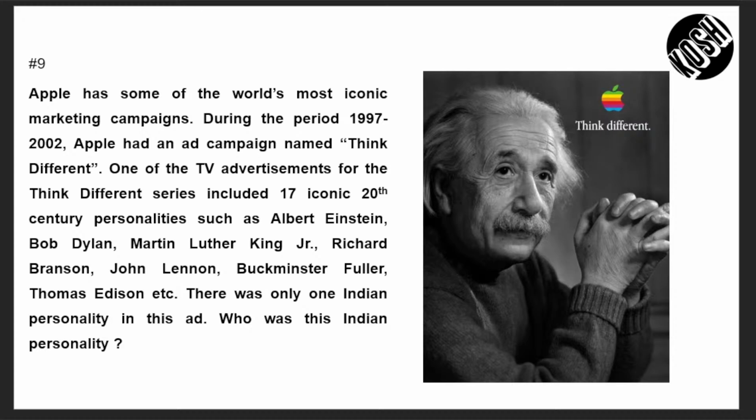One of the TV advertisements for the Think Different series included 17 iconic 20th century personalities such as Albert Einstein, Bob Dylan, Martin Luther King Jr., Richard Branson, John Lennon, Buckminster Fuller, Thomas Edison, etc. There was only one Indian personality in this ad. Who was this Indian personality? What we are seeing is Albert Einstein's photo, which was part of this ad series.